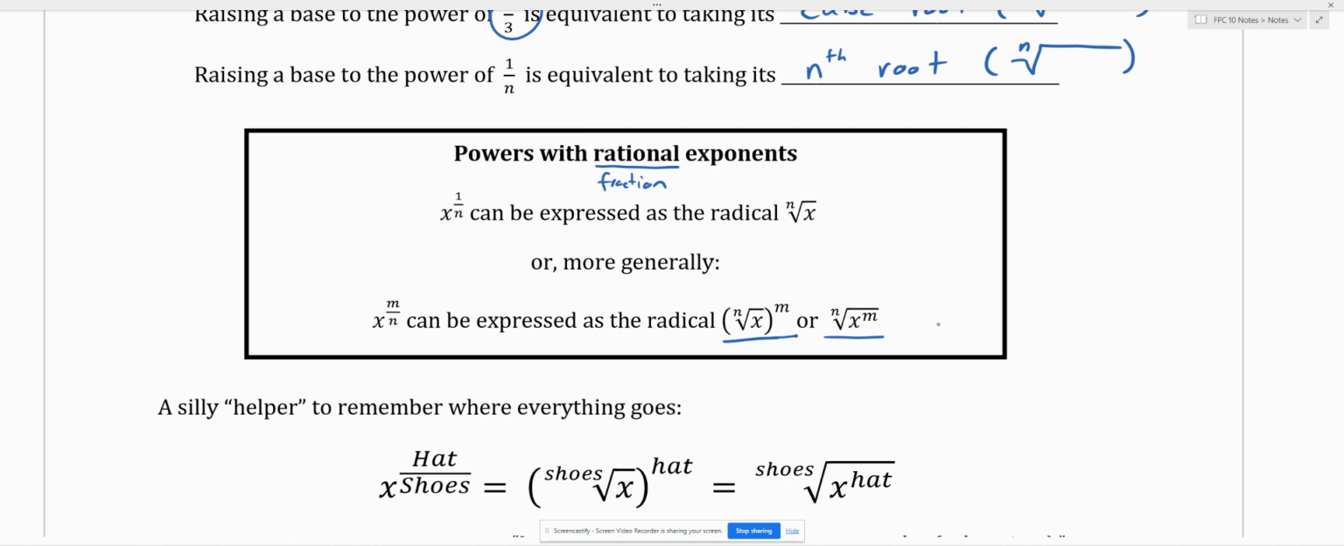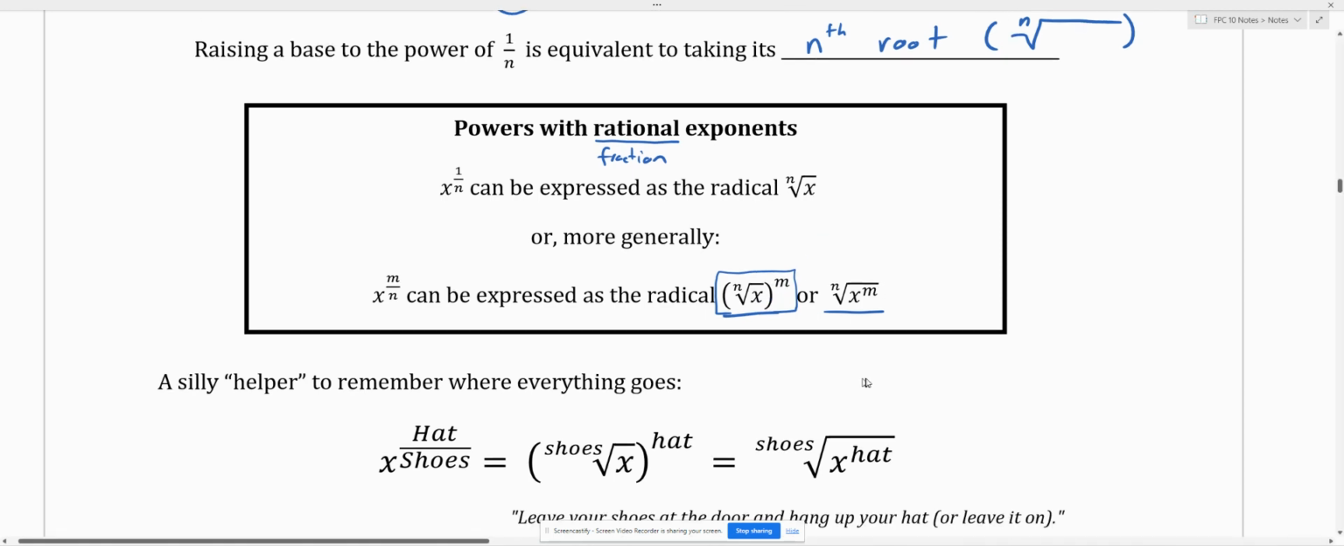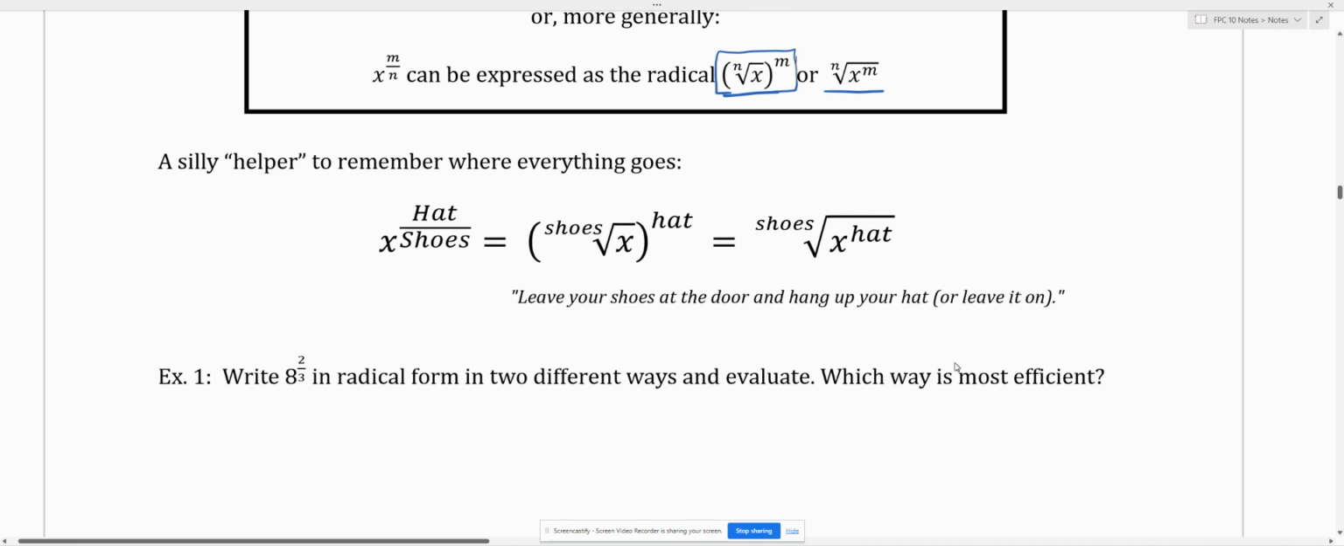Now, I will say that I find the first one here on the left is what we're going to use most of the time. It's faster and easier. Usually the numbers are smaller, but I'm going to show you a couple examples. There's a silly helper with this called shoes and hats or boots and hats. I've heard teachers call it both things, but when we think of this fraction, we would think of the hats being on top and the shoes being on the bottom.